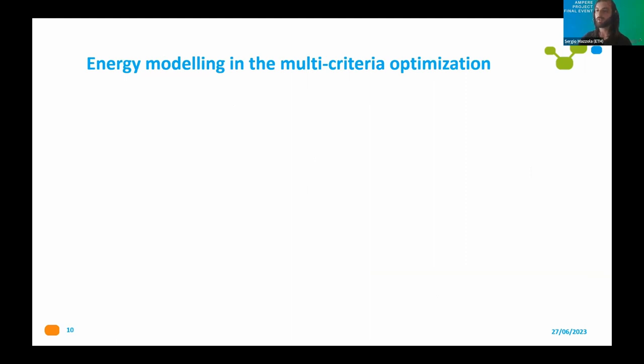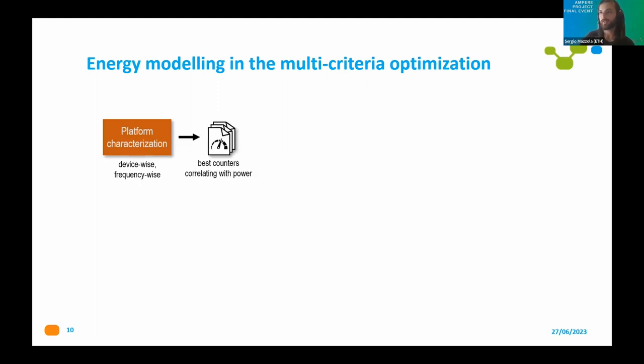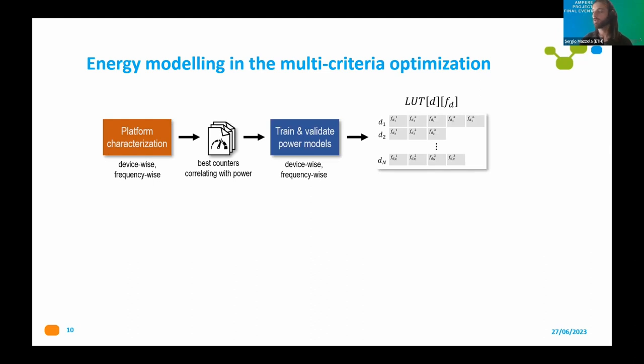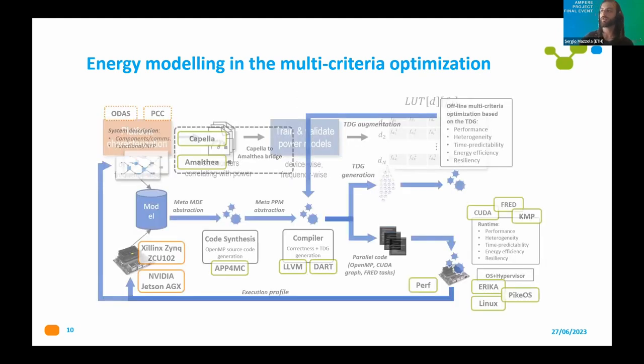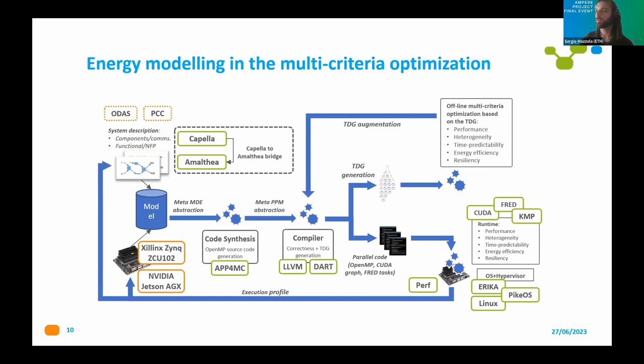So yes, summarizing a bit, we saw how from the platform characterization, which is done one time per platform, you get the best counters correlating with the power consumption that you can then use to train and validate your power models in the lookup table approach. But I also want to show you how this fits in the entire Ampere ecosystem. By now you must be familiar with the Ampere workflow.